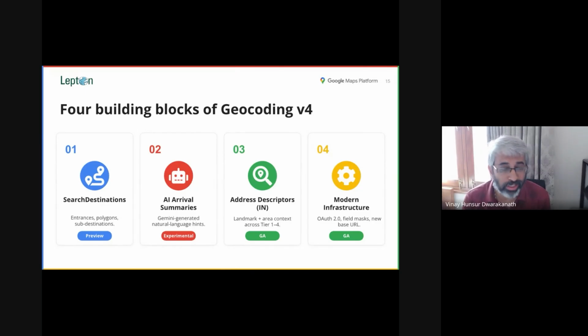Block 2 is the AI arrival summaries powered by Gemini. This is experimental today. All feedback welcome. Block 3 is address descriptors. This is India only, and in India it is generally available, fully released. Block 4 is modern infrastructure: authentication, field masks, new endpoint URL. This is also GA today.